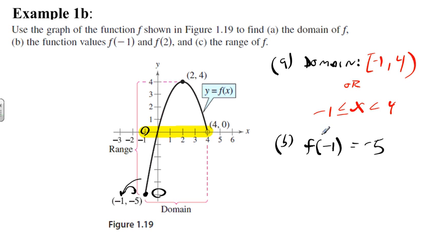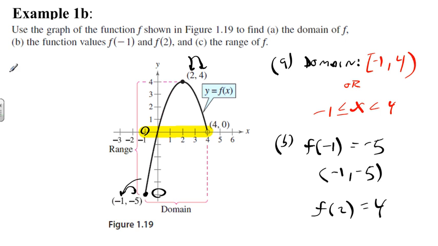See how this is the coordinate point? This is the coordinate point -1, -5. This is the x value. This is the y value. And let's also plug in 2. What happens if I plug in 2? Well, go to 2 right here. If I plug in 2, the y value is 4. So f of 2 equals 4.